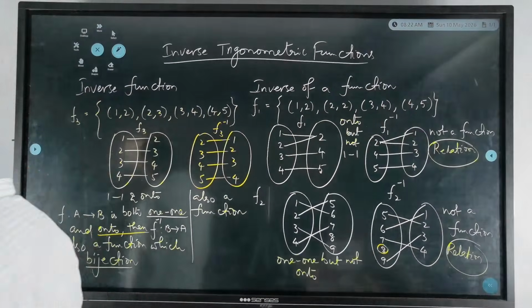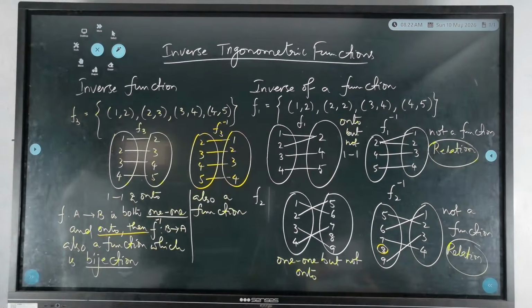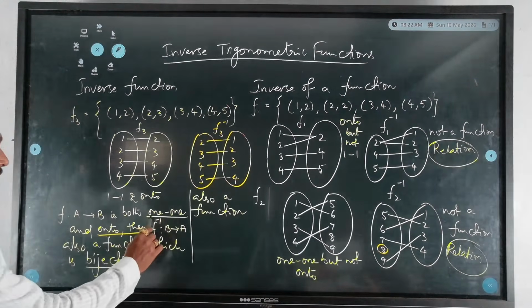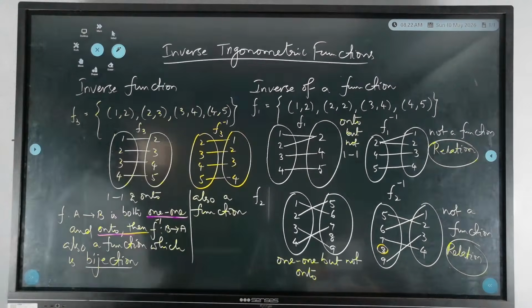So when a function is invertible, it must be 1-1 and onto.